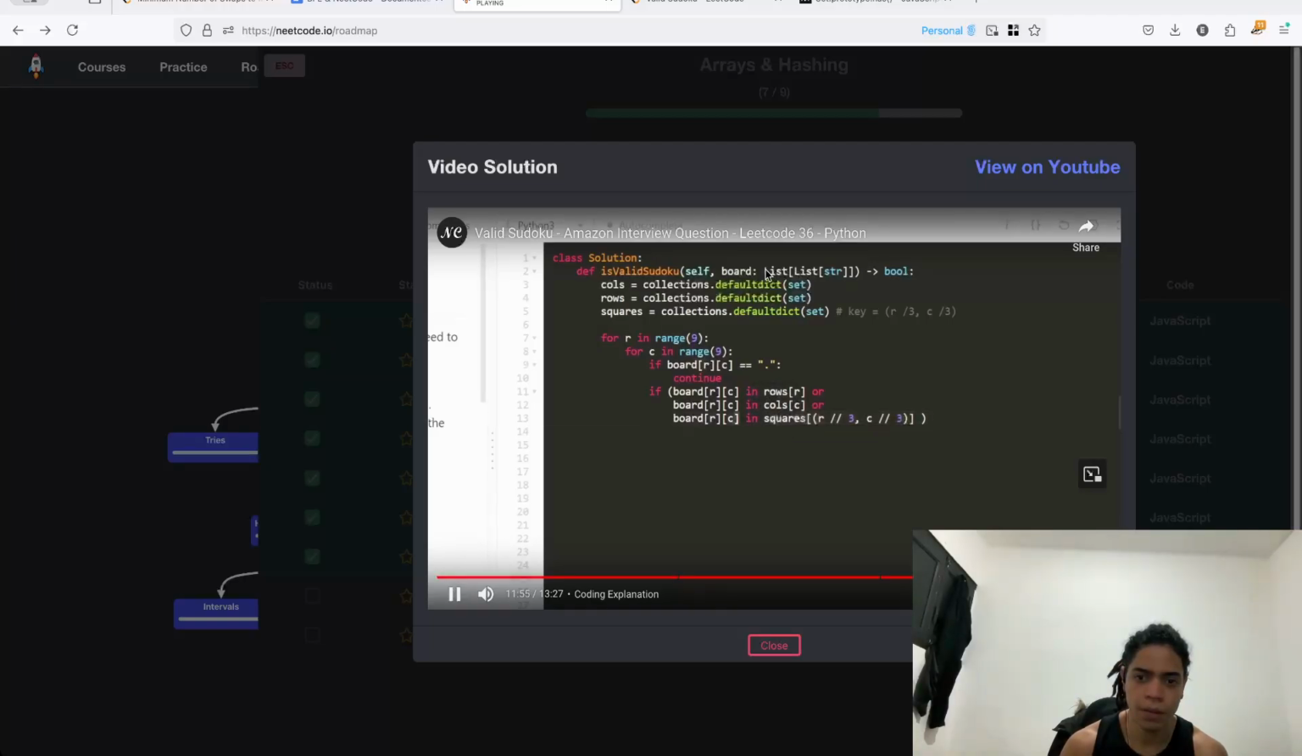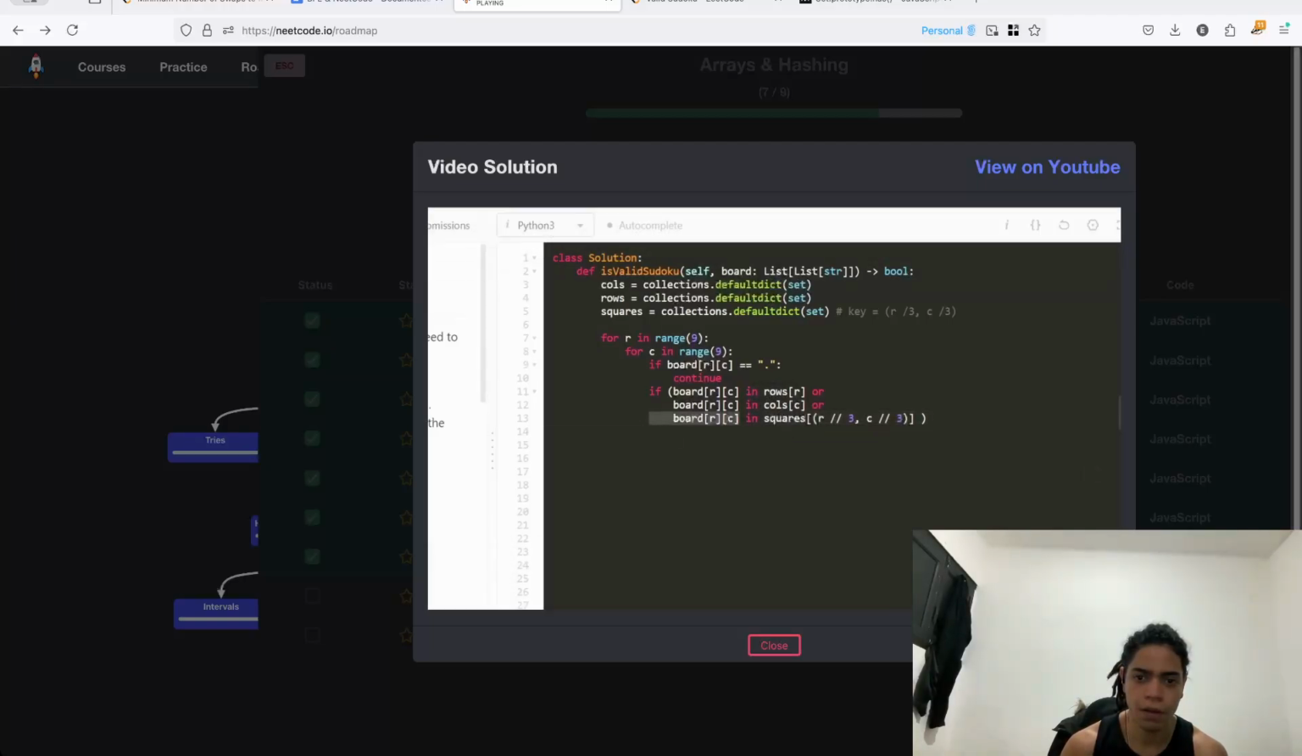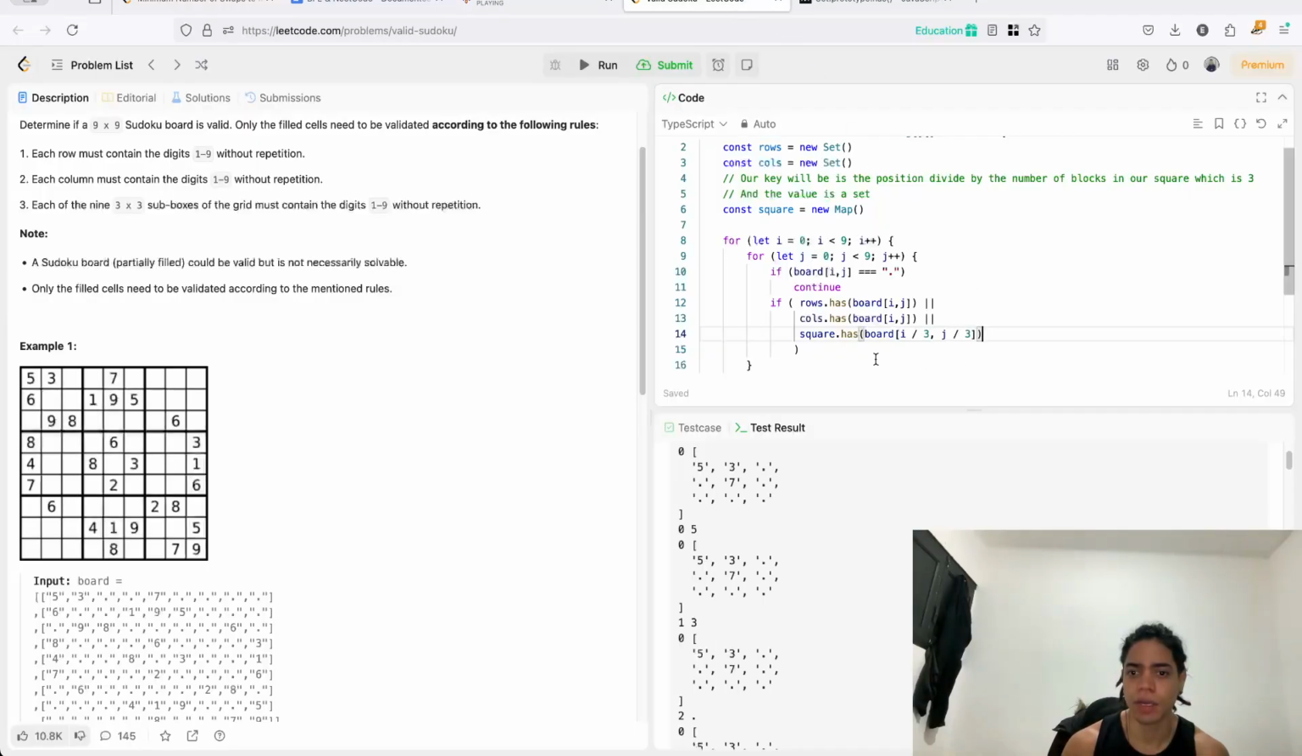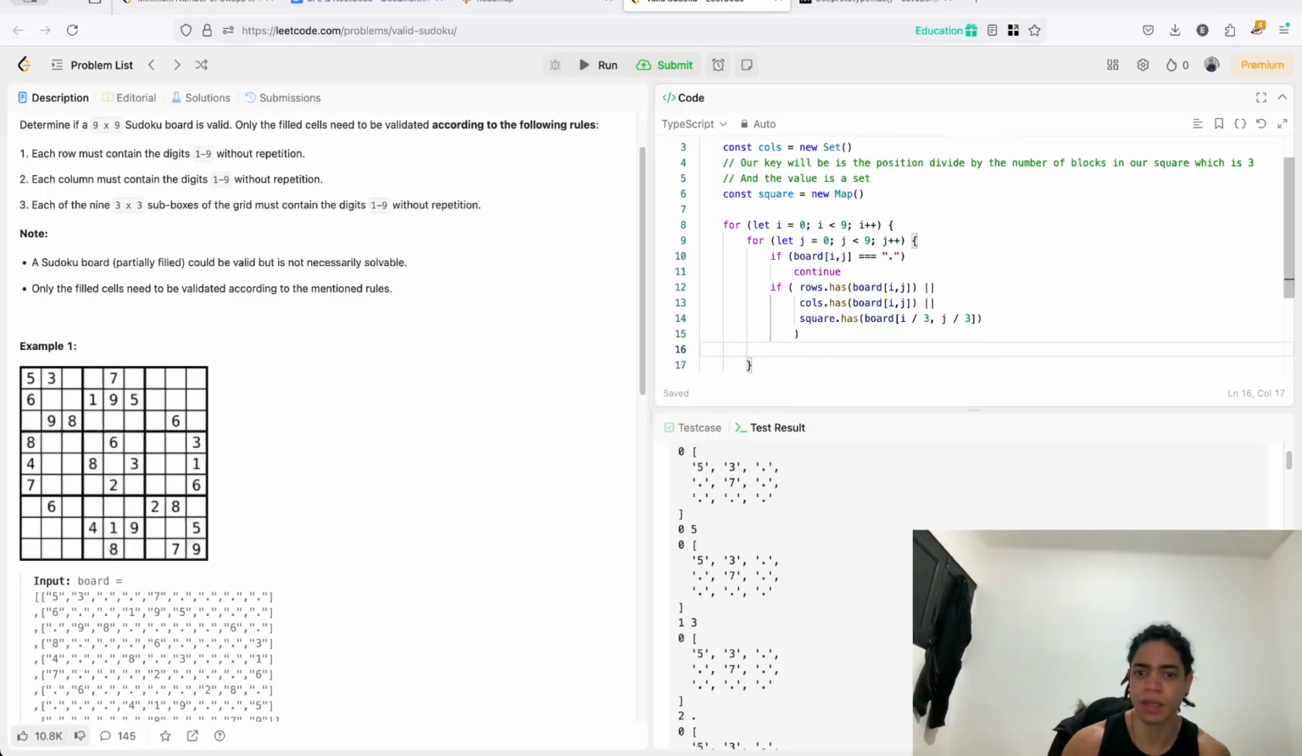And if the value that we're at right now is a duplicate, that means it's already going to be in this hash set, in which case we can also return false. So this is basically our way of validating the current Sudoku board. This is how we can validate whether the Sudoku is false.